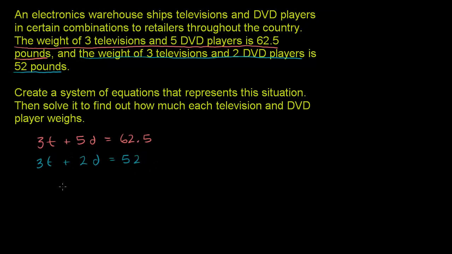Now, one thing that's especially tempting when you have two equations and both of them have something in common, you have a 3t here and you have a 3t here, is that we can multiply one of the equations by some factor so that if we were to add this equation to that equation, we would get one of the terms to cancel out. And that's what we're going to do right here. And you can do this business of adding equations to each other.